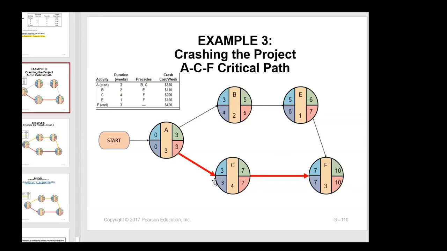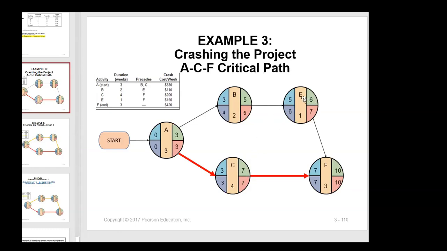And here, 3 plus 4, 7. Now, 2 nodes are connected to F. Which one do we take? We take the maximum. We take the one that is higher. So between 6 and 7 on top, I take 7.